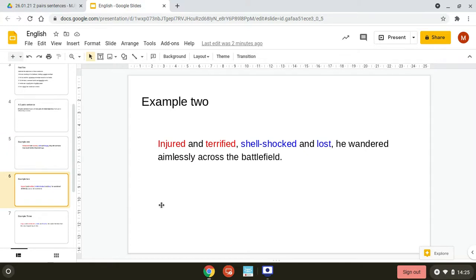Example: injured and terrified, shell-shocked and lost, he wandered aimlessly across the battlefield. Well, you would be terrified if you were injured. They are related adjectives. And again, we've got the first pair and a comma, the second pair and a comma, and then the sentence completed.